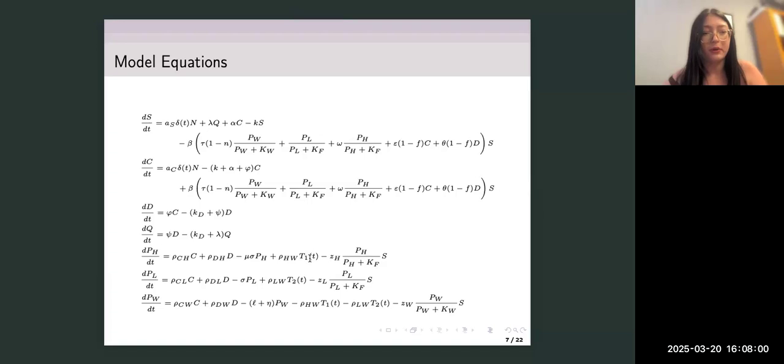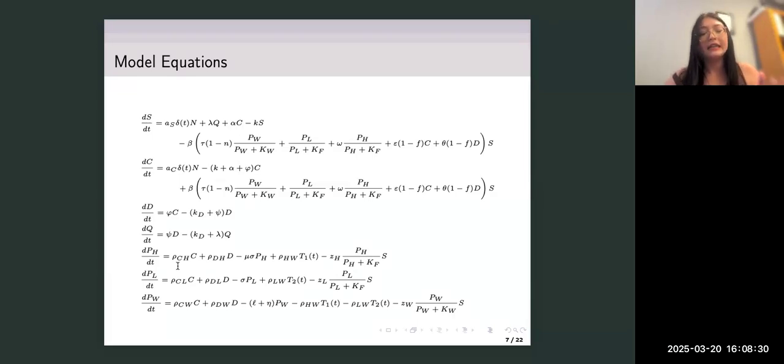Here are our model equations, the first four being for our resident classes, and the last three being for our pathogen classes. In the first two equations, you can see an AS attached to a delta Tn and an AC attached to a delta Tn. As I mentioned before, AS and AC describe the admission rates, and delta Tn is our total discharge from the model. We use this to make sure that the model is always at full capacity.